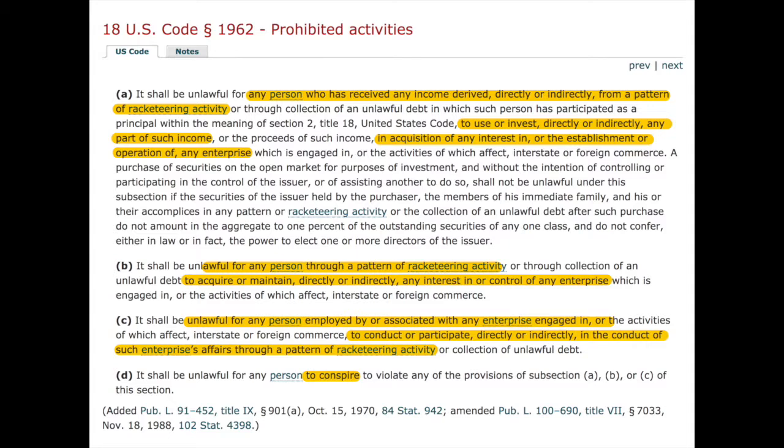For our purposes today, we're going to discuss the elements of a 1962C claim, because 1962C is where the vast majority of civil RICO claims are brought. The reason for that essentially relates to RICO's proximate cause requirements, which we will talk about later in the video.